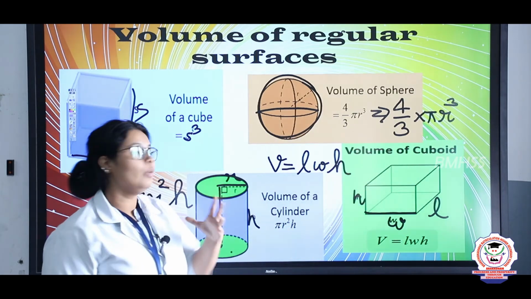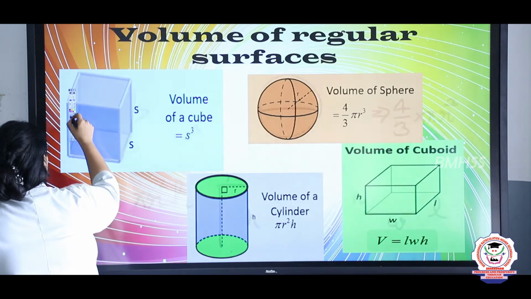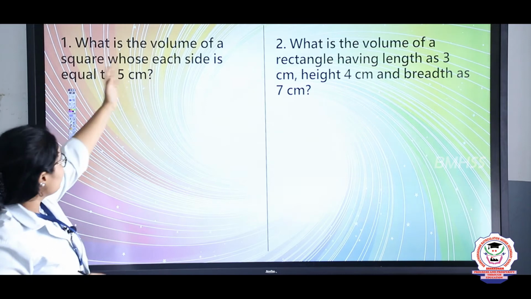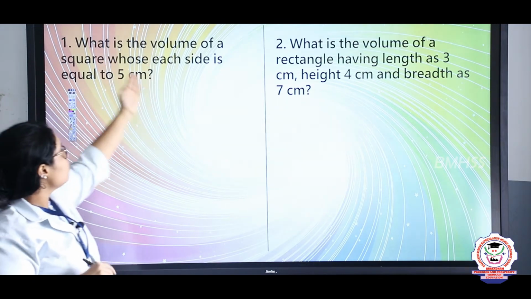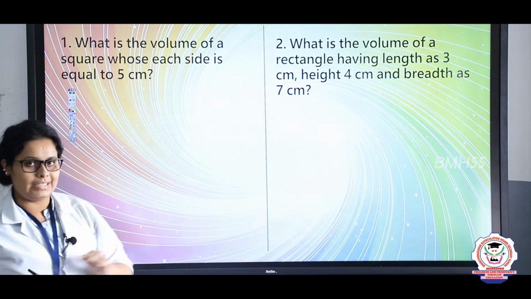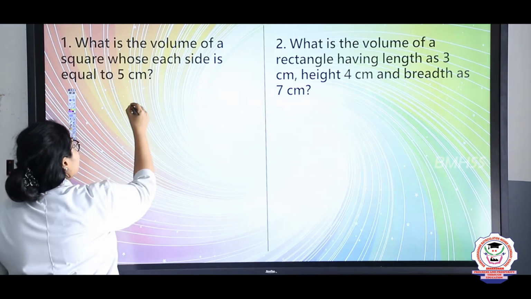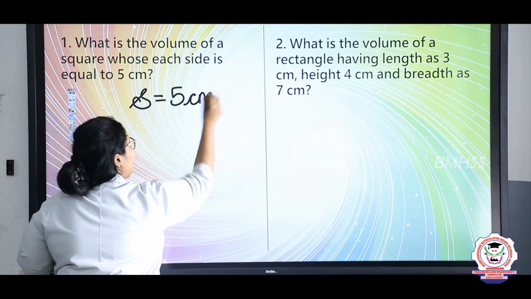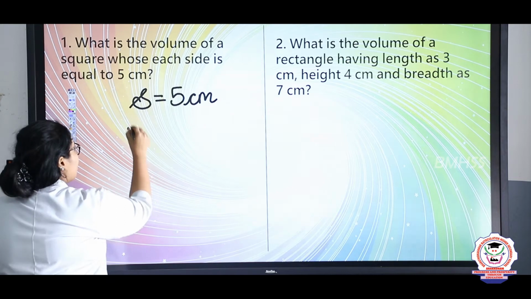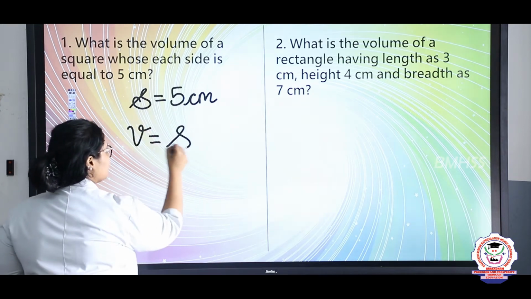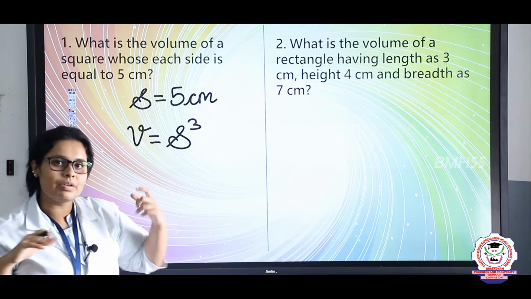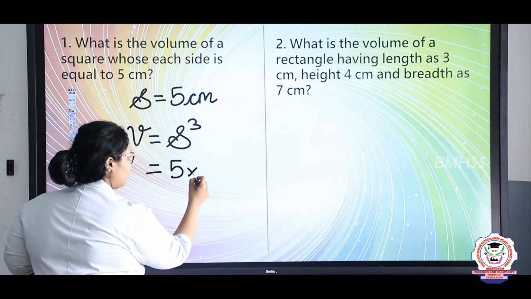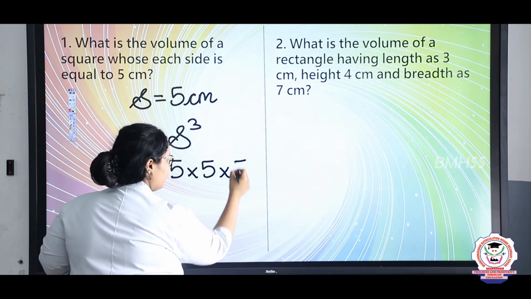Now let's see a few problems in this lesson. So what is the first problem, children? What is the volume of a square whose each side is equal to 5 centimeter? Now we know that S, that is side, is equal to 5 centimeter, and we know the volume as what? V is equal to S cube. S cube means S we will take 3 times, okay? So S when we are taking 3 times, it is 5 multiply by 5 and again multiply by 5.